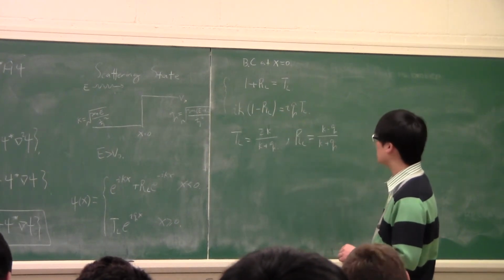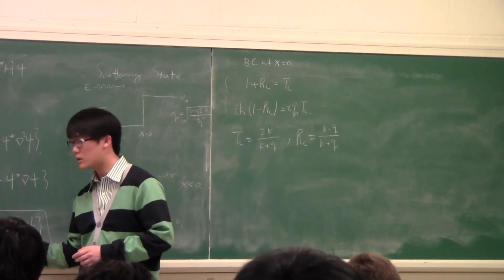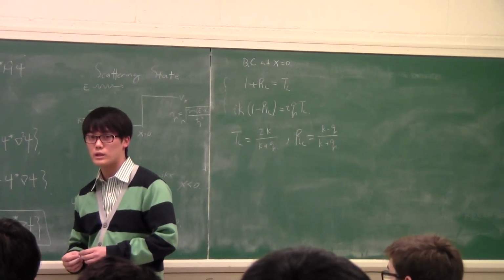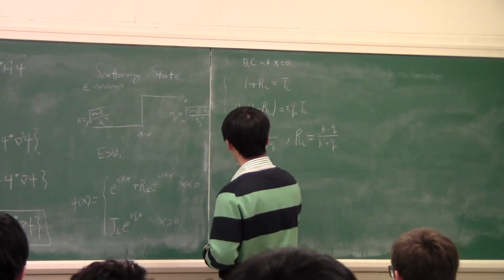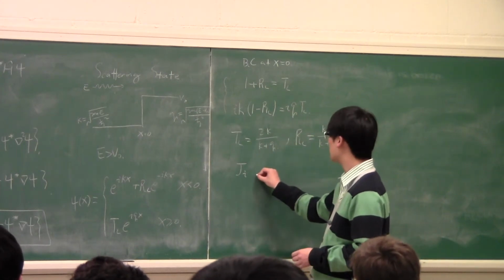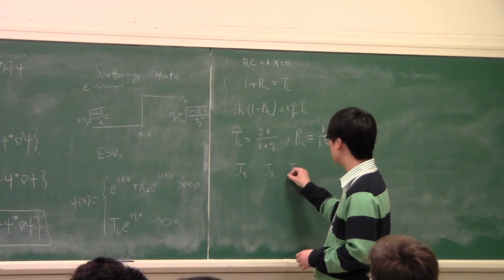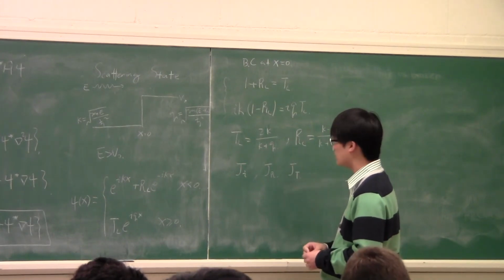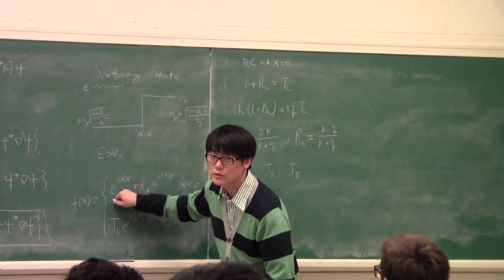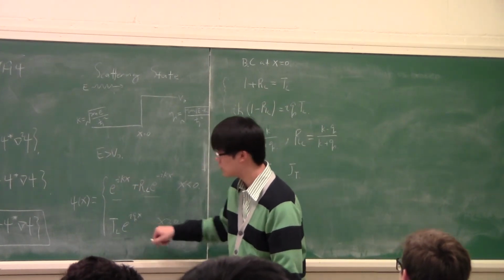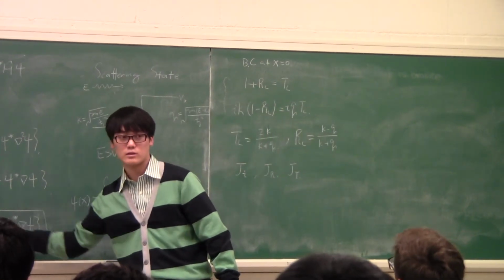Right. So now, using the concept of probability current, I want to investigate what happens to the ratio between the incident current, the reflected current, and also the transmitted current. Because this is the incident wave, this is the reflected wave, and this is the transmitted wave, what we do is just plug these things into this expression.